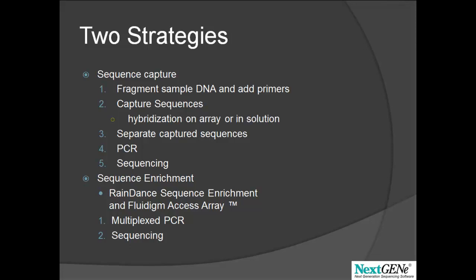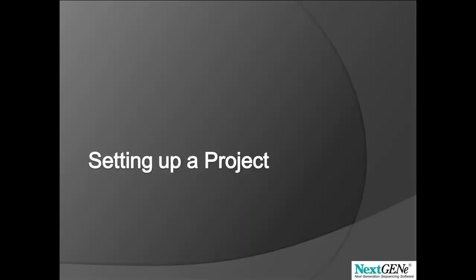The second approach is sequence enrichment. Multiplexed PCR is used to amplify targeted regions directly rather than capturing the sequence prior to PCR like the other systems. RainDance sequence enrichment and Fluidigm Access Array both use this strategy. The processing of targeted sequencing data in NextGene will be covered first, then important issues will be covered in more detail.